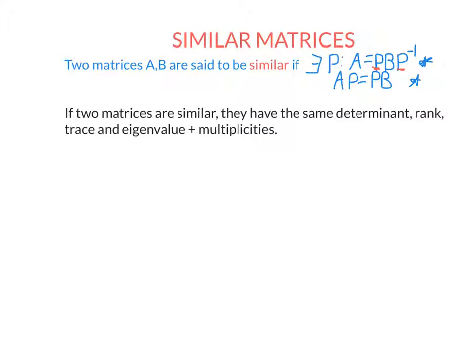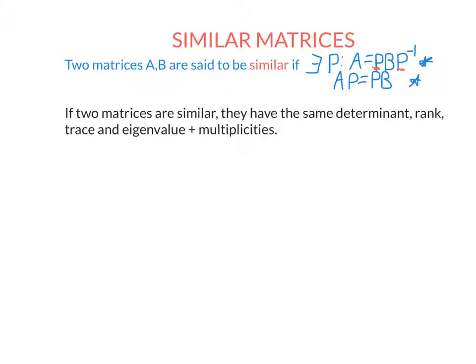So it turns out that if two given matrices are similar, they'll have the same determinant, rank, and trace. They'll also have the same set of eigenvalues, but not only that, if two matrices A and B are similar, the multiplicities of the eigenvalues will be the same, the algebraic and geometric multiplicities. So it isn't always easy to tell whether or not two matrices are similar.